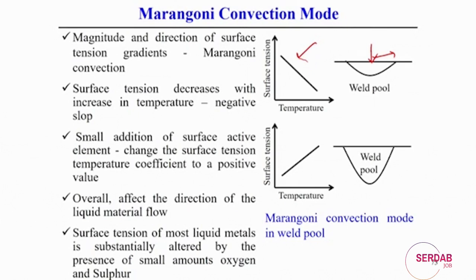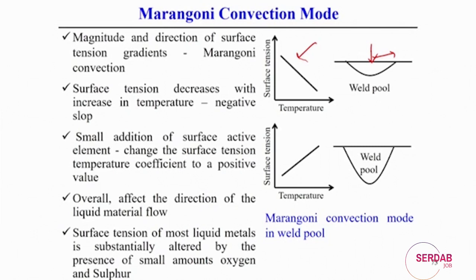So, in this case, the presence of this negative gradient actually creates the normal weld pool, normally having more width and less depth. Now, what happens? Without any presence of surface active elements, this is the normal behavior of the material flow within the weld pool, which can be represented by the negative slope of the surface tension with respect to temperature, and then it creates the normal weld pool.